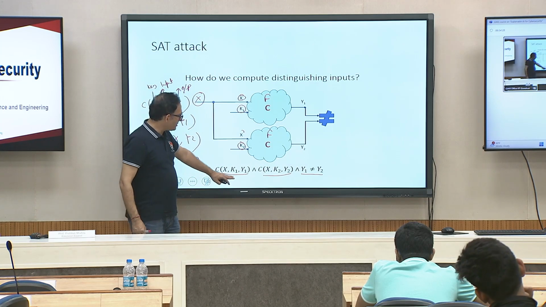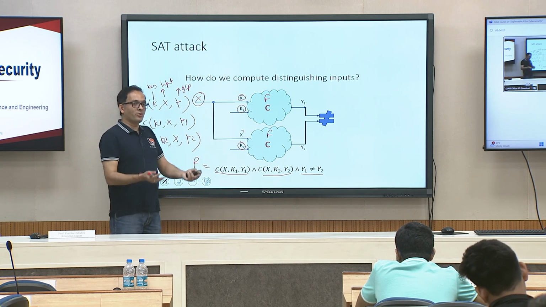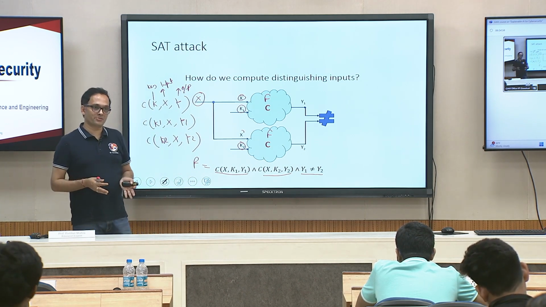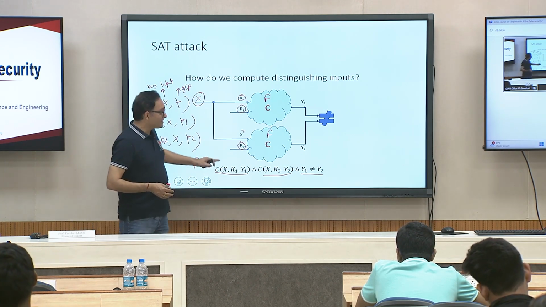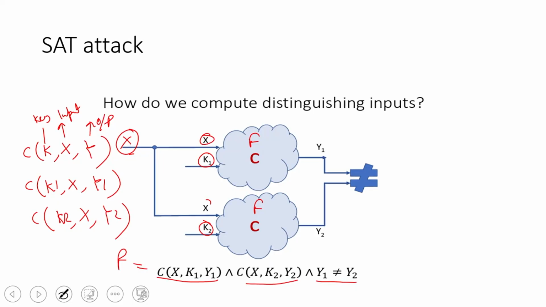Understood? So, this formula is a Boolean formula, and a SAT solver can take any formula and just say whether it is satisfiable or not satisfiable. If it is satisfiable, what will it return? It will return this input x, and it will return k 1 and k 2, and it will tell that for this x, for these k 1 and k 2, the output will be different, because you have also put y 1 not equal to y 2 in the formula. You got the idea? So, this is what SAT attack does.